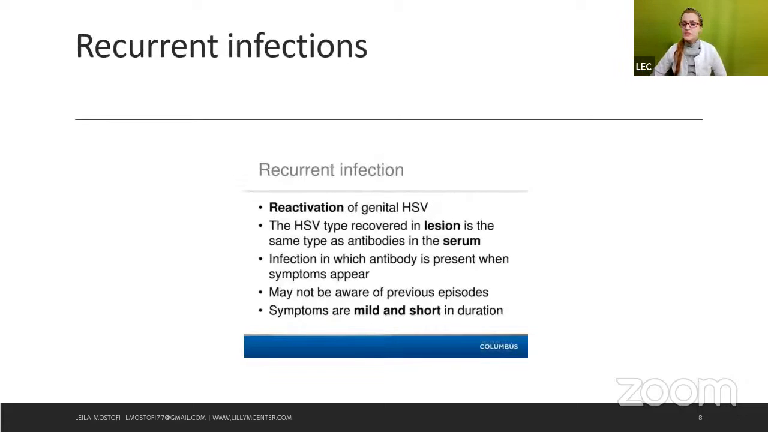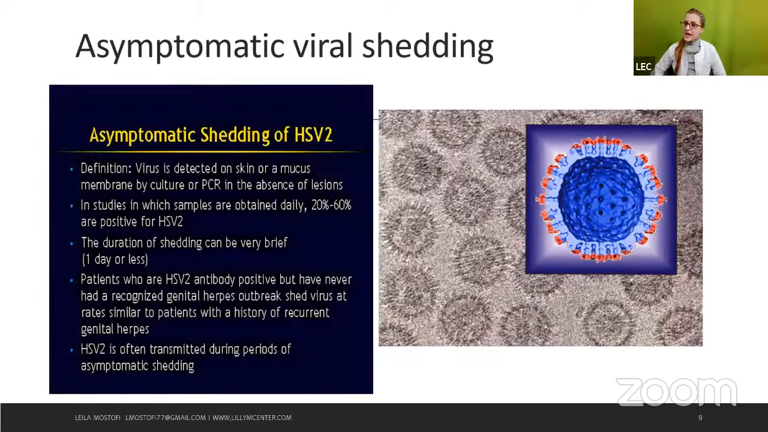And in recurrent infection, you will see reactivation of genital HSV. The HSV type recovered in the lesion is the same type as the antibodies in the serum. In this infection, antibody is present when symptoms appear, the person may not be aware of previous episodes, and symptoms are mild and short in duration.